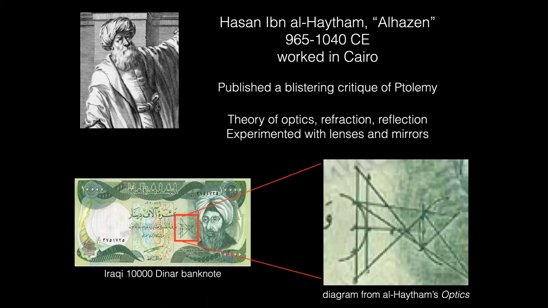In addition, he's known for the theory of optics. He's widely referred to among all early opticians in the West. His laws of refraction and reflection were later developed and improved upon by Snell. And he did lots of experiments with lenses and mirrors. Here's a photograph of an Iraqi 10,000 dinar banknote. And if you blow up this little segment of that banknote, you can see one of his diagrams, which comes from his book on optics.